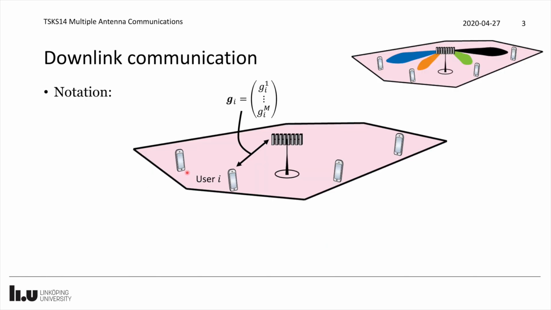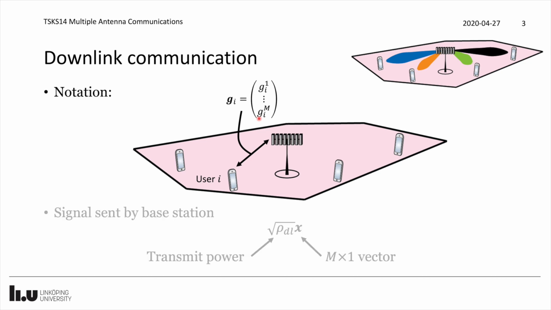So we're considering the downlink communication now from one base station to K users. For user i, we have a channel vector of length M because we have an M-antenna base station. And this vector that we call g_i to user i contains g_i1 to g_iM. So this is a vector of length M. And the base station, since it has M antennas, needs to send an M-dimensional signal. We will write it as x, which is an M-dimensional vector, times the square root of rho downlink, which is the transmit power. So this is the signal that is sent by the base station, and this is the channel to that user.